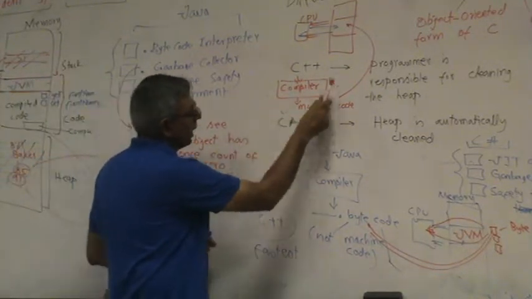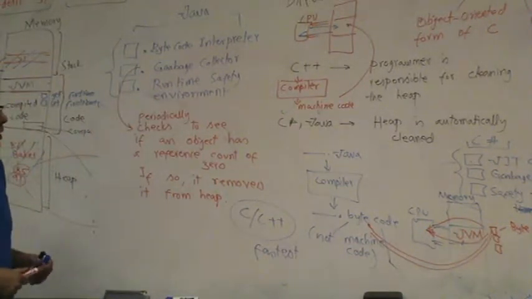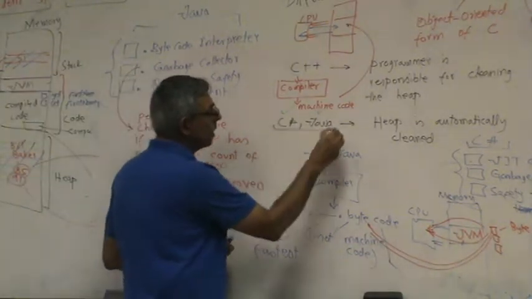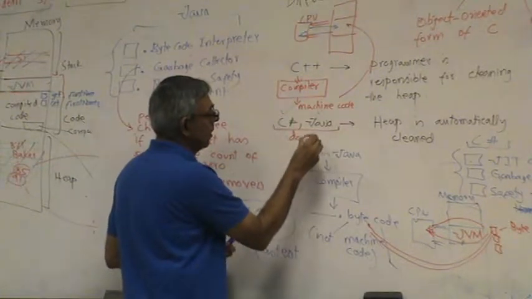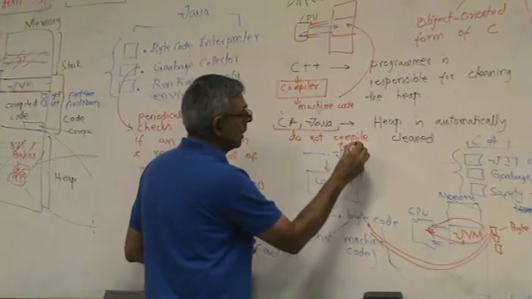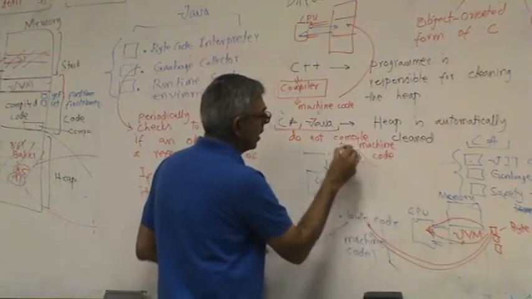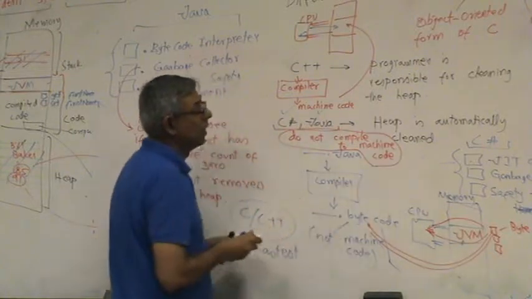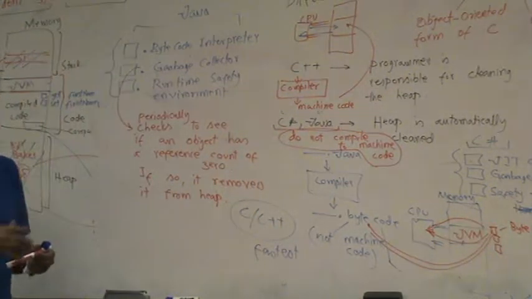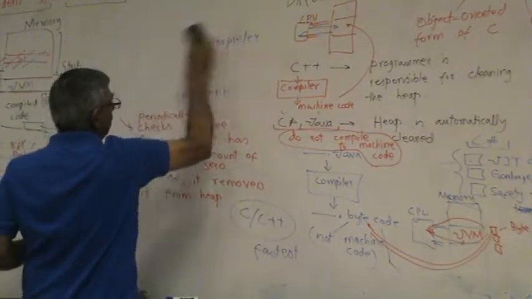Why? Because we directly compile to machine code, okay? Now let's come to Java and C#. Both of them do not compile to machine code. Okay, so the question is why? What benefit may we have by not compiling to machine code? So let me quickly show you.